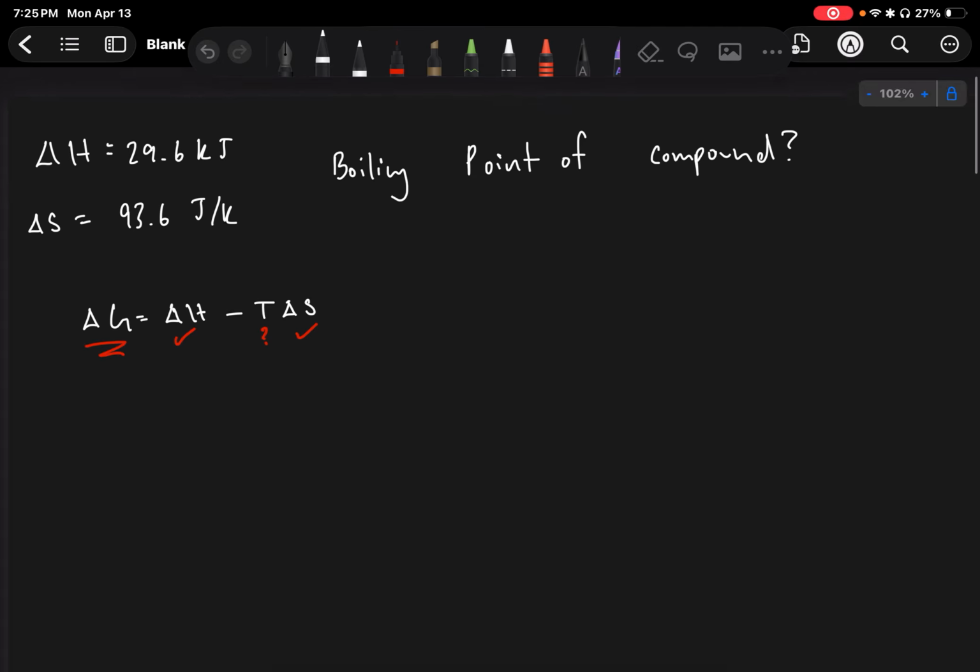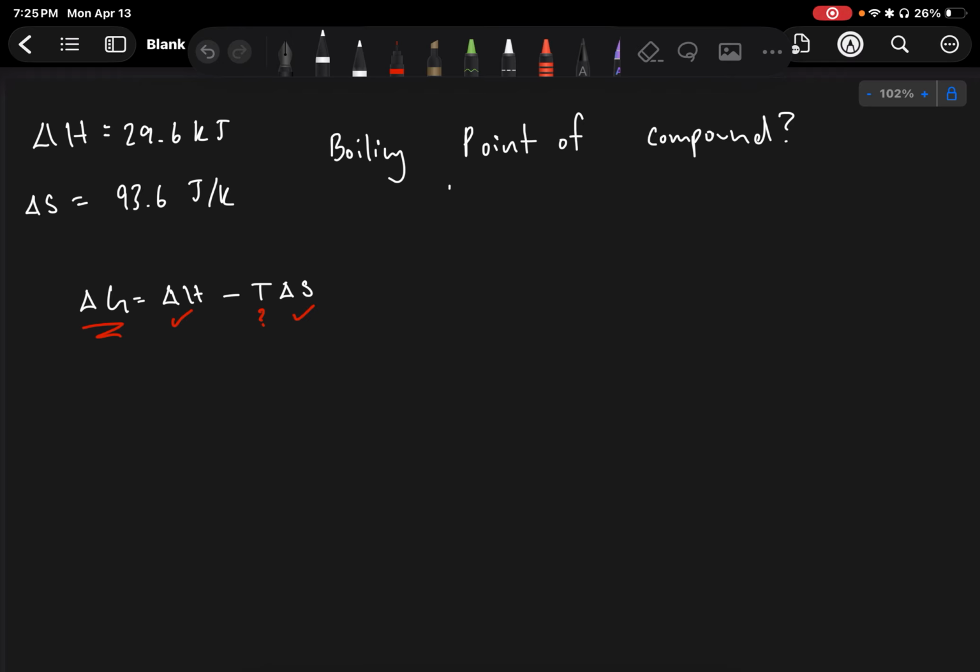So what does it mean by boiling point of a compound? Boiling point is when we go from liquid to gas, yeah? Liquid to gas. Now, a fact that you would know is that at phase equilibrium, like boiling point, freezing point, things like that, the change in G will always be 0.